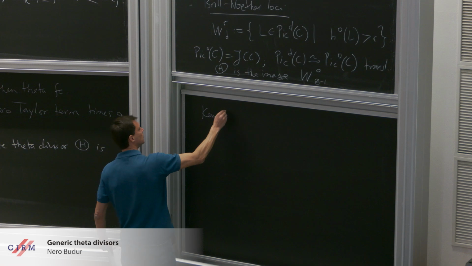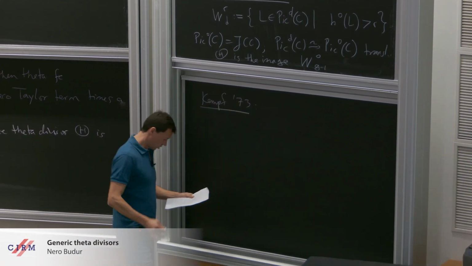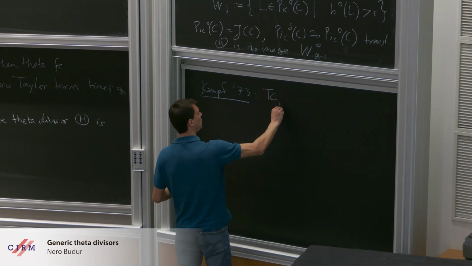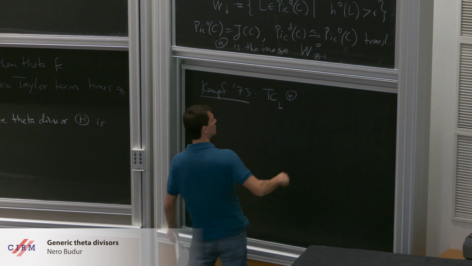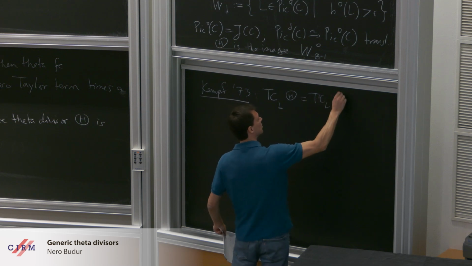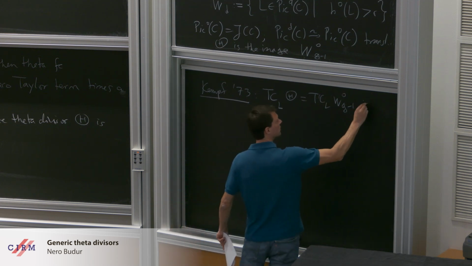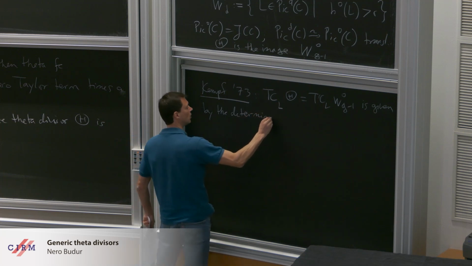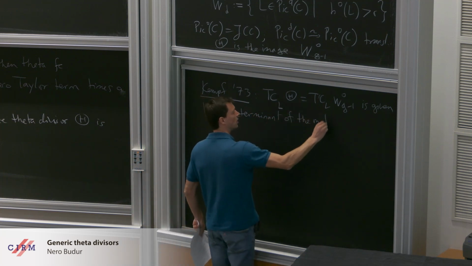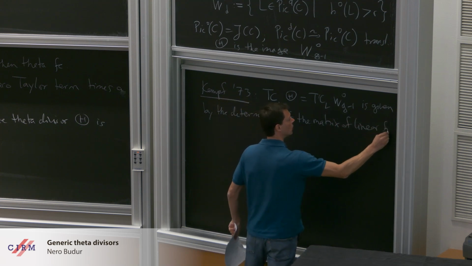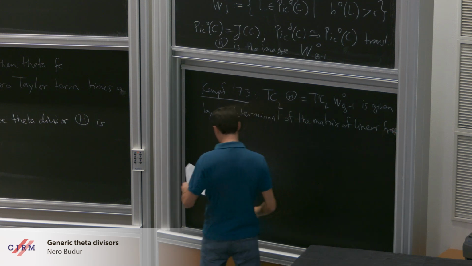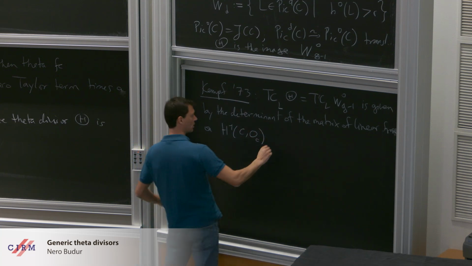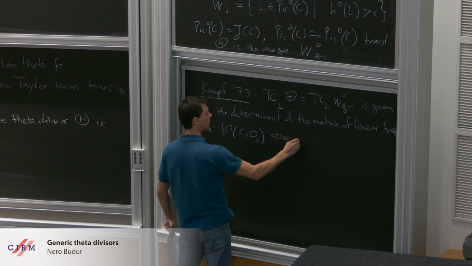And Kempf showed that for every curve, in fact, it doesn't have to be generic, the tangent cone on the theta divisor, which I'll view now as W^0_{g-1}, is given by the determinant of the matrix of linear forms on H^1(O_C) associated to the Petri map.